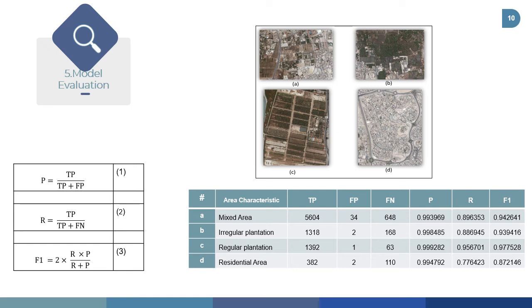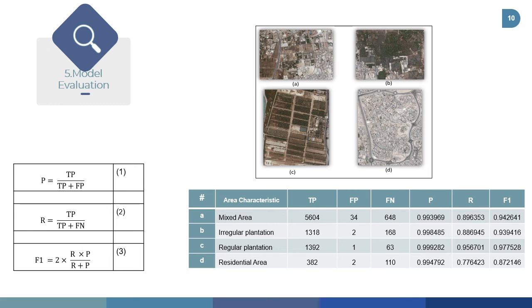Once we were satisfied with the accuracy, we chose 4 different areas with different characteristics, such as mixed area, irregular and regular plantation, and residential area. So we want to see what the performance of this model is in 4 different areas, in order to conclude whether there is any fluctuation in the performance from area to area.